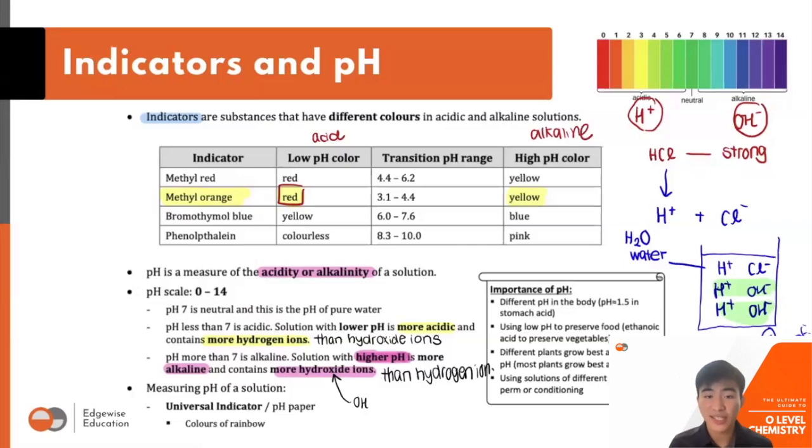This is a common misconception. People would tell me, hey, my pH 1, pH 1 means I got a lot of H plus and no OH minus. Actually, it has OH minus, but very little.